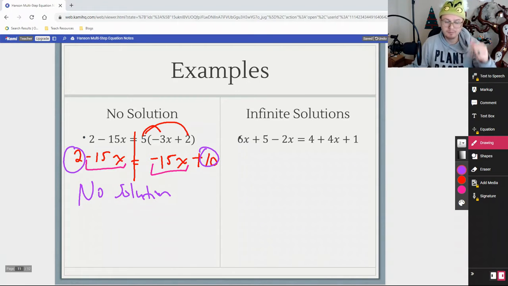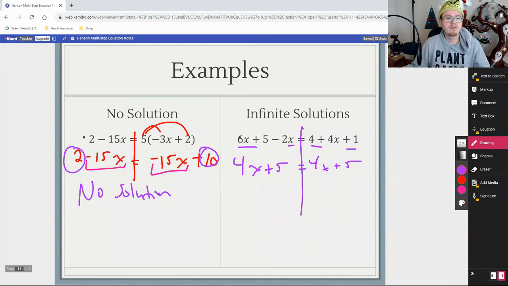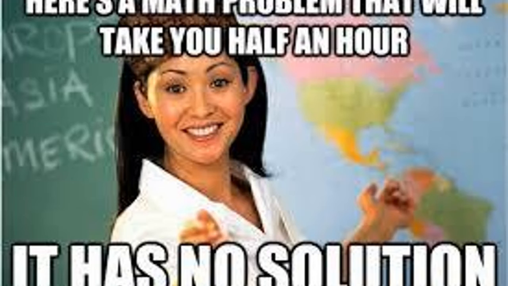Write that down. So infinite solutions. Looks like we got some combining like terms to do. We got 4x plus 5, and we got 4x plus 5. Well, this should be telling you, whoa, these are the same, right? I got the same variable term and I got the same constant term, so no matter what, I could put in, let's say, x is 2.